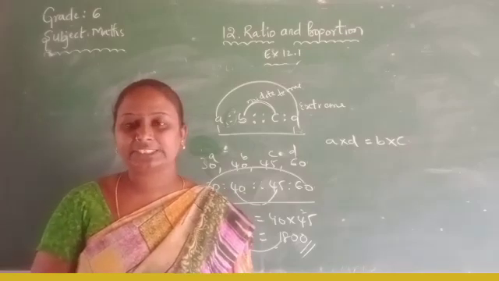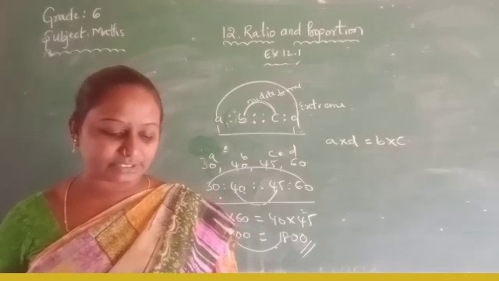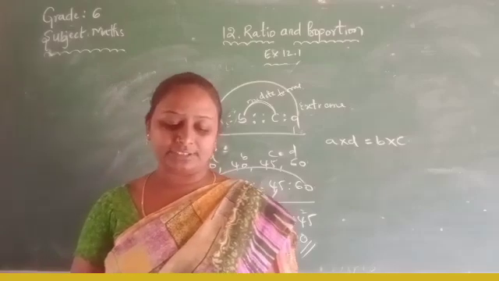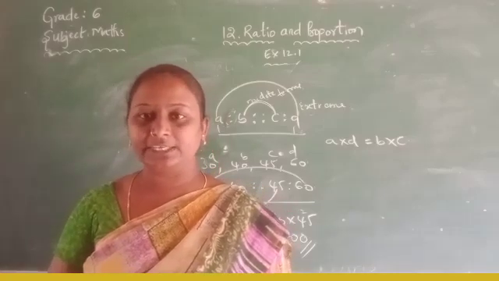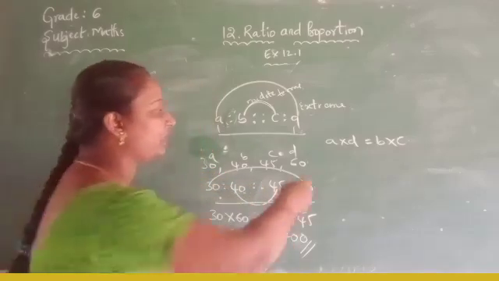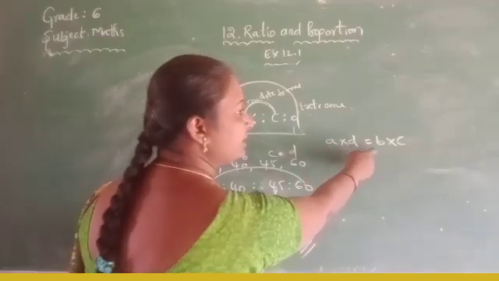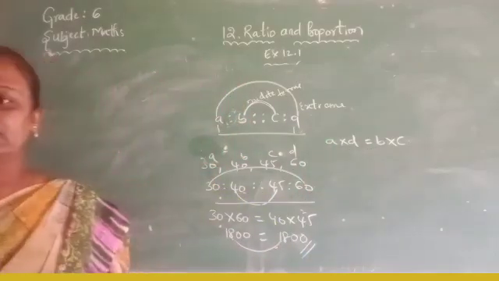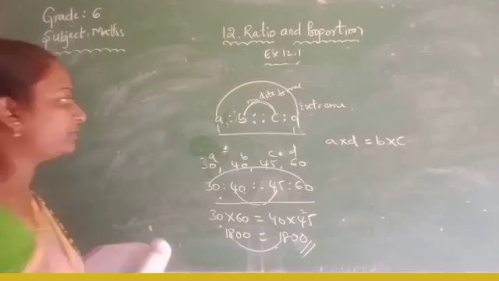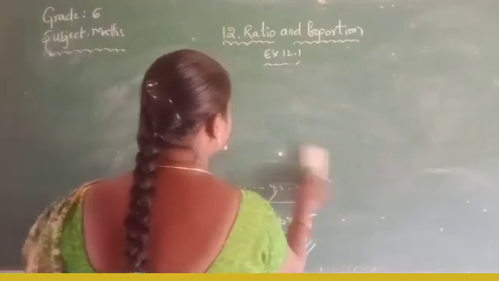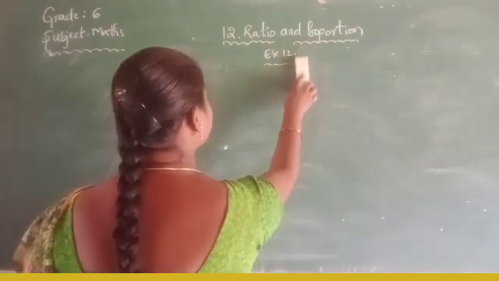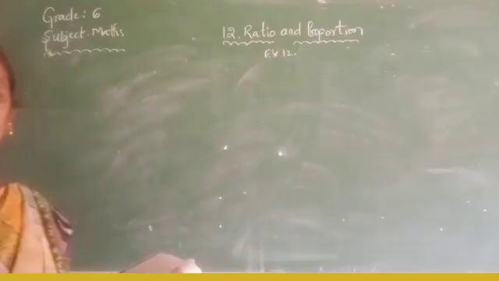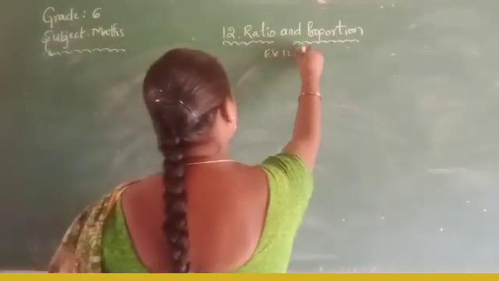Okay, so first and last terms are called the extreme terms, and second and third terms are called the middle terms. What is the proportion formula? A into D is equal to B into C. Okay children, based on this concept, we solve the exercise problems. So write the heading in your notebook: 12.2.